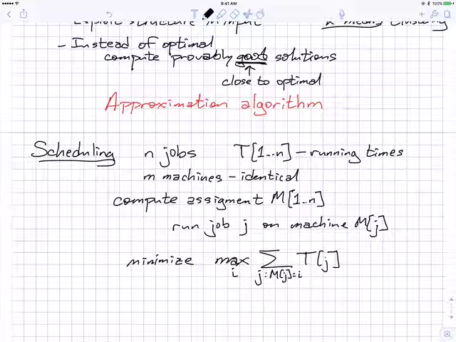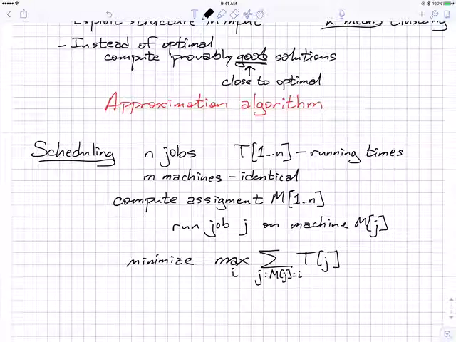Okay. I want to minimize the total running time of all jobs assigned to the worst machine. So i is the identifier of the machine. This is the total amount of time that machine i will run because it's executing jobs.